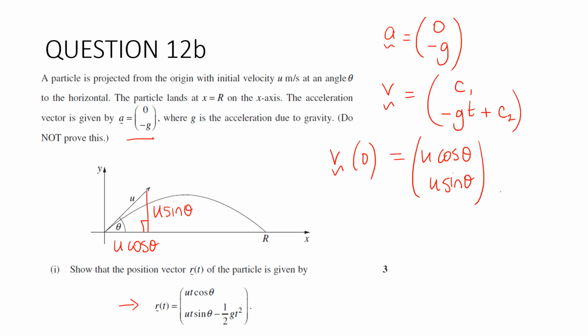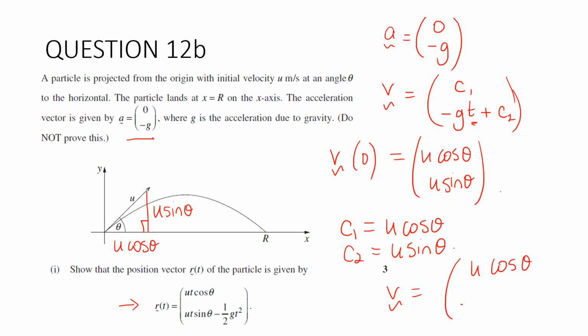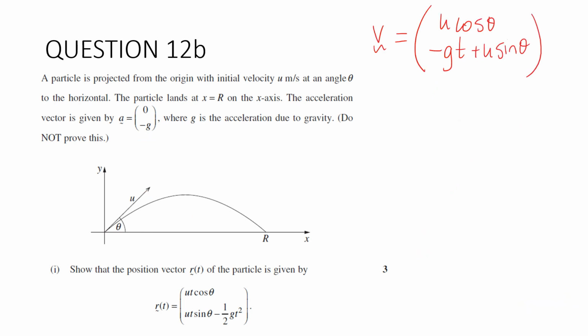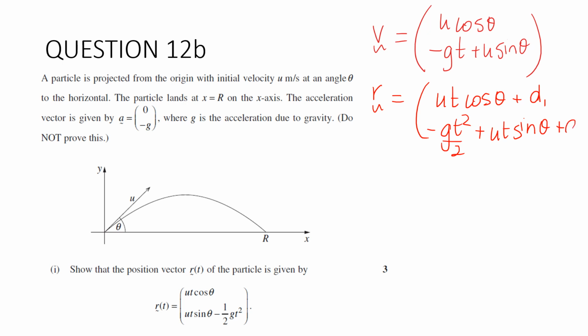So substituting that in, we're going to get C1 is equal to u cos theta. And when we substitute 0 in there, we're going to get C2 is equal to u sine theta. So v is going to be equal to u cos theta, negative gt plus u sine theta. And now we're going to integrate again, and we'll get r this time will be equal to ut cos theta plus d1, minus gt squared on 2 plus ut sine theta plus d2.